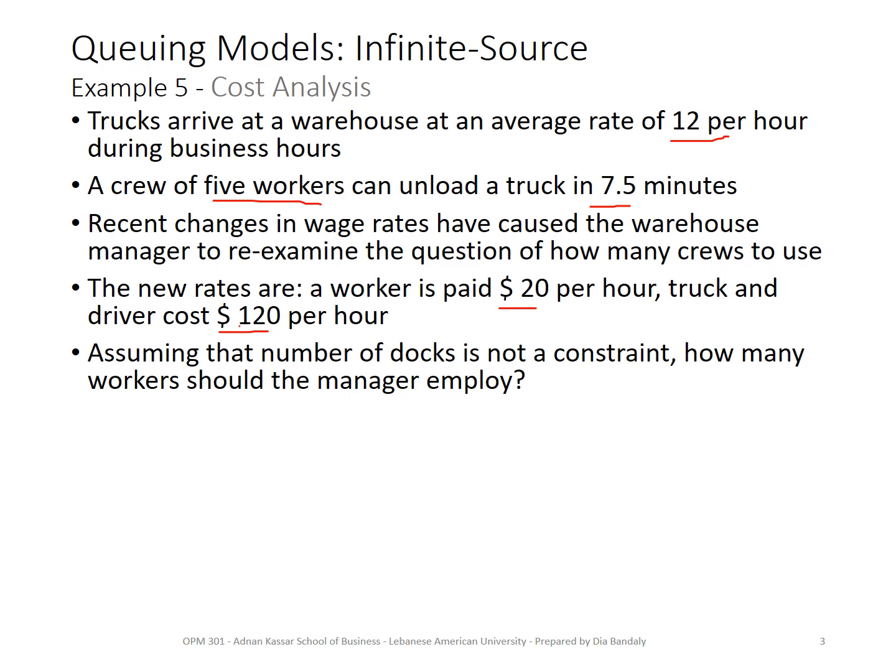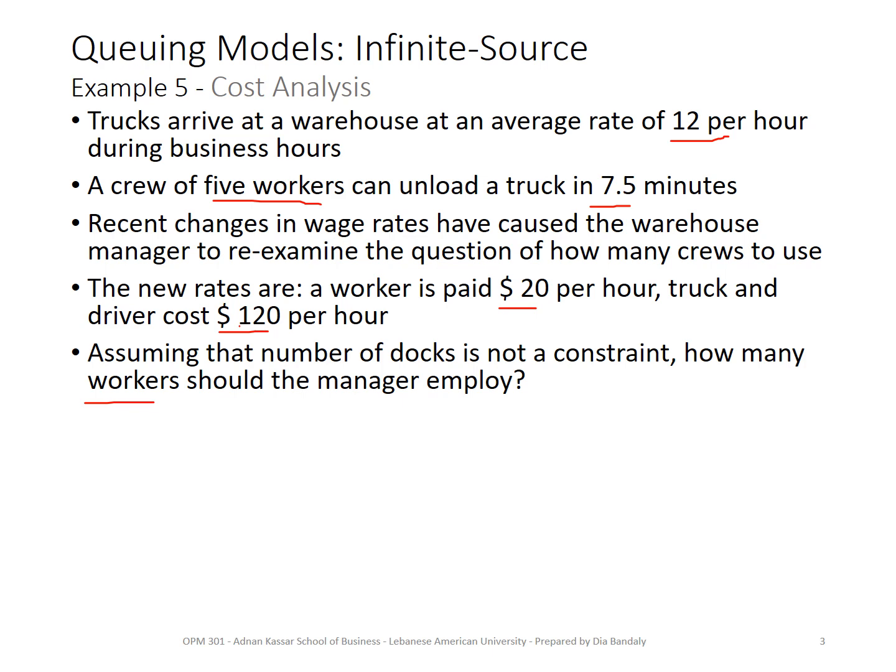To answer this question, how many workers, you should understand one thing: these 5 workers make one server, because the 5 workers together can unload the truck. And what's the service that we are giving here? Unloading the trucks, because this is a loading dock. So the 5 workers is a group of 5, and they represent one server. So to answer the question, we should first answer what the optimum M should be, and then we multiply that by 5 to find the number of workers.